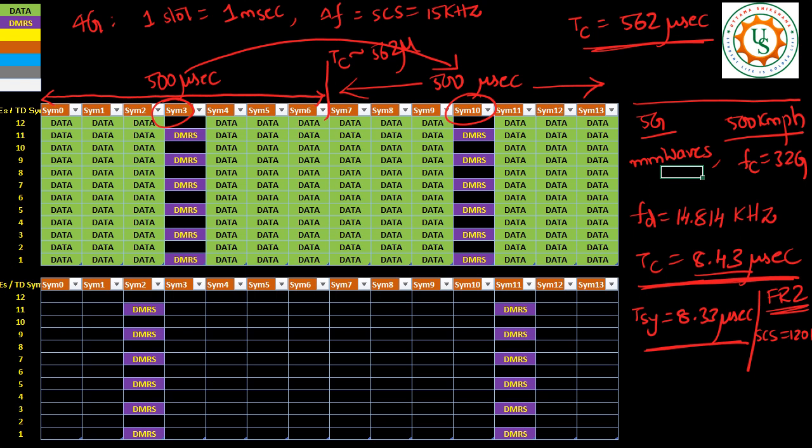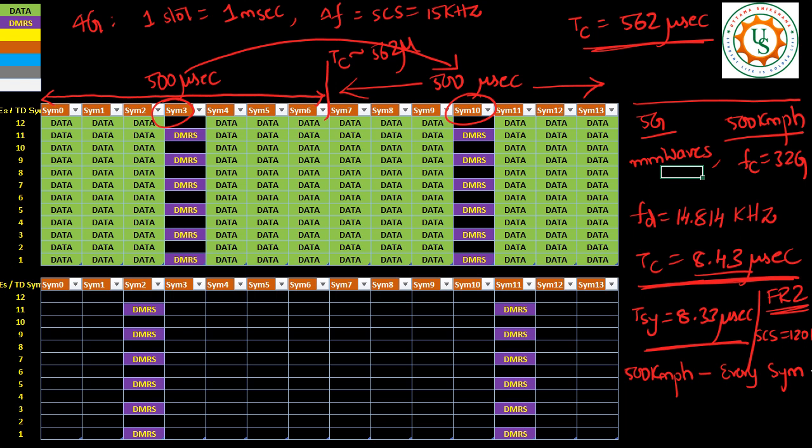After every OFDM symbol, the channel changes, which means that we need more frequent DMRS to estimate the channel. So now we know the relation. Let me write it here: for 500 kilometers per hour, it is every symbol.